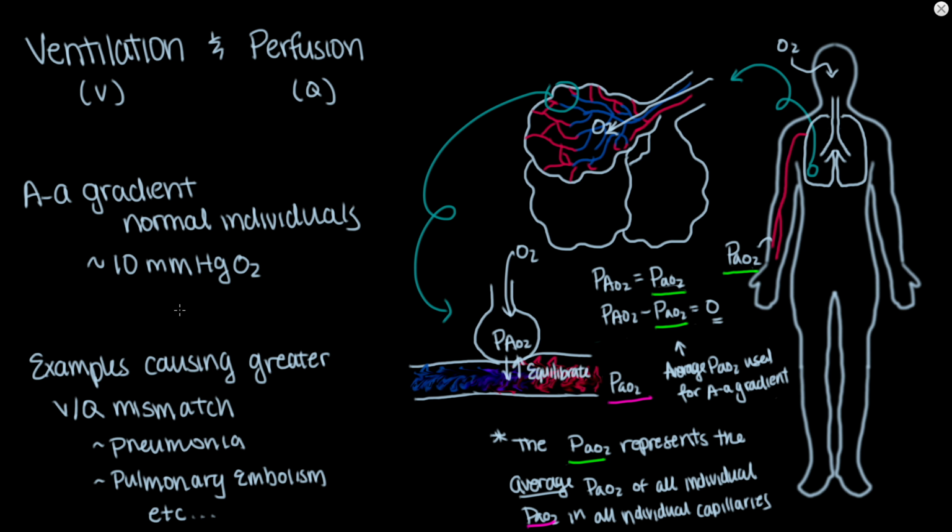However, this is clearly not the case, as healthy people have an AA gradient of about 10 millimeters of mercury of oxygen. The cause of this gradient is due to a concept called ventilation-perfusion mismatch, and the ventilation-perfusion ratio is one of the things that can help represent how efficiently the lung is transferring the oxygen that it has breathed in. Before we get into details, let's first go over the general concept of what I mean when I say the efficiency of oxygen transfer.